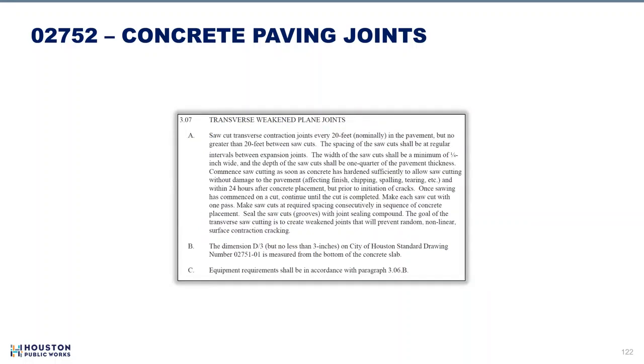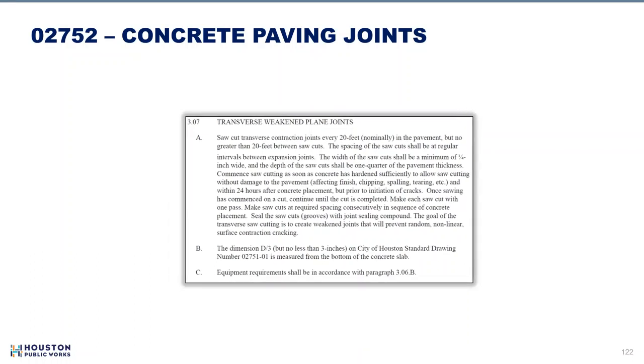Also within the spec, there was a new article added titled Transverse Weakened Plane Joints. It's Article 3.07. This was added because the City, Street, and Bridge Maintenance Group have a desire to reduce shrinkage and contraction cracks, which may be contributing factors to concrete slab deterioration, which could potentially require maintenance sooner. So in order to increase the longevity of the concrete, street and bridge maintenance has chosen to require regularly spaced transverse saw cuts to control cracking.